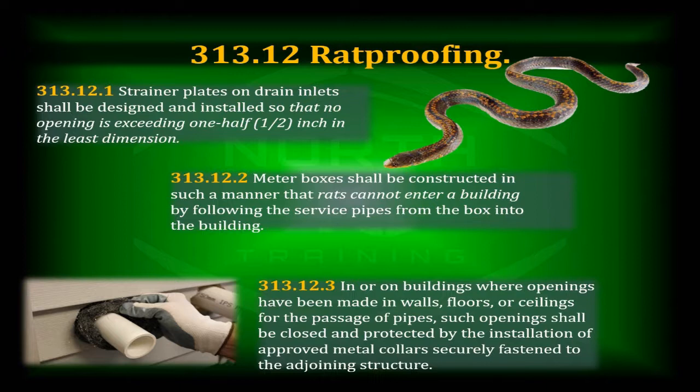313.12.3. In or on buildings where openings have been made in walls, floors, ceilings, or for the passages of pipes, such openings have to be closed to protect the installation by approved metal collars securely fastened to the adjoining structure.